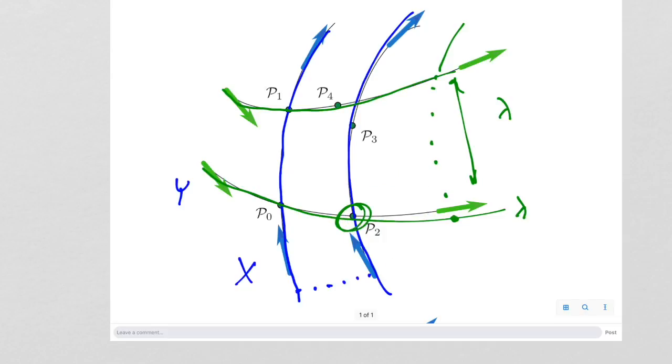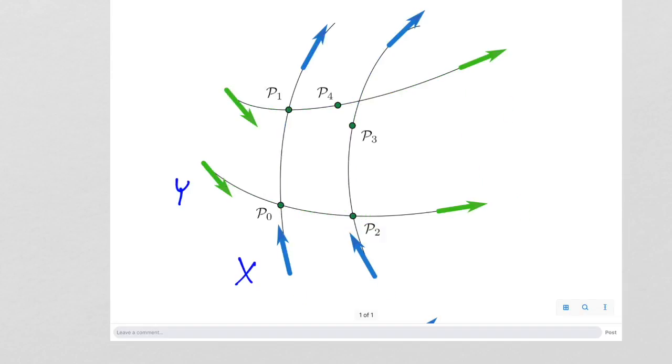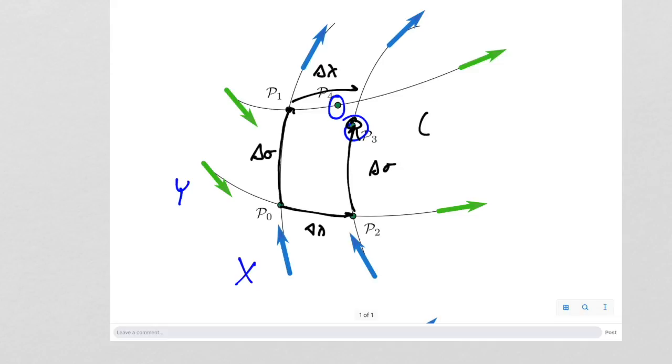So, this problem that we just demonstrated is that P4 and P3 are not the same points, despite the fact that the construction has us moving delta sigma in this direction and delta lambda in this direction, and likewise delta lambda in this direction and delta sigma in this direction. That means this point P3, it's a sigma curve.